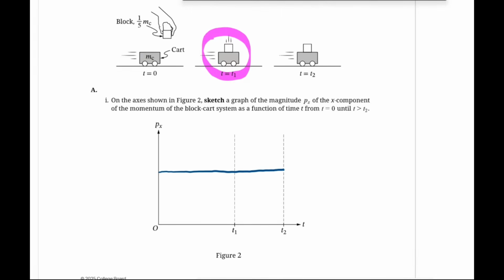Now, if the block is dropped onto the cart, it will change the velocity, but it's going to add mass to it as well. In the end, momentum is always conserved if there's no external forces, and since there's no friction acting on it, the momentum is conserved, and we just have a nice flat horizontal line.